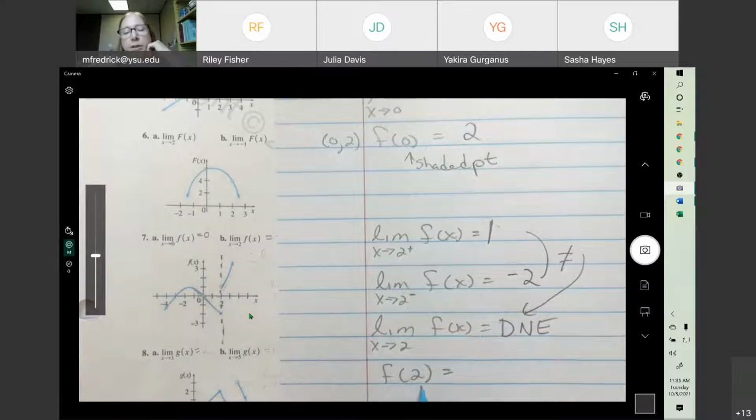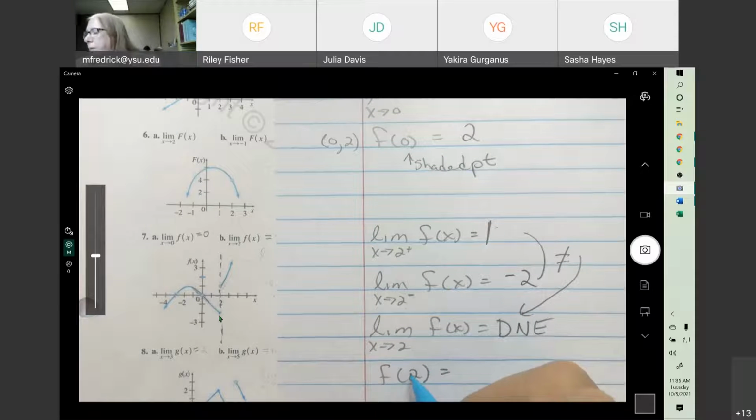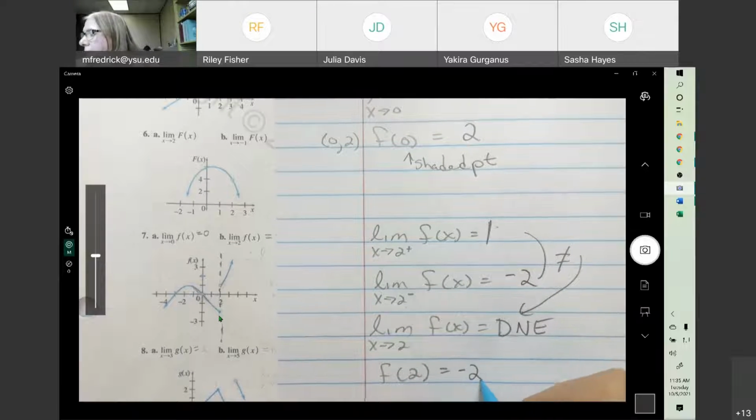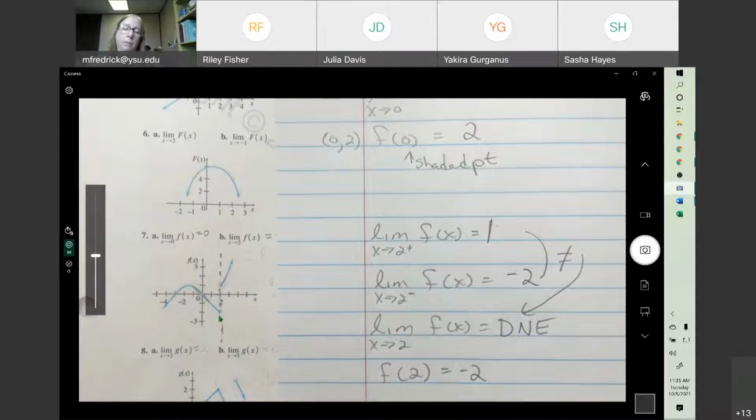f of 2 is the shaded point. This one has an open circle, but this one has a shaded point, and so it's 2, -2. So when x is 2, y is -2. We'll try another one, but are there any questions on that one?